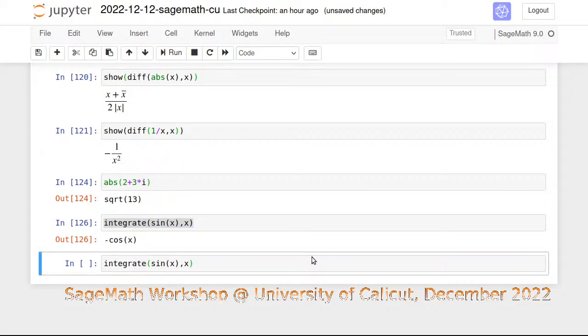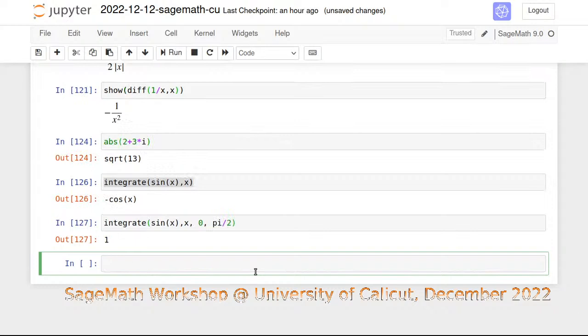Now, just like that, we can give a definite integral also. Suppose we give 0 to pi by 2. Only specify the range here. So minus cos x within the range 0 to pi by 2. So the answer is 1, since cos of pi by 2 is 0. Yeah, that's correct.